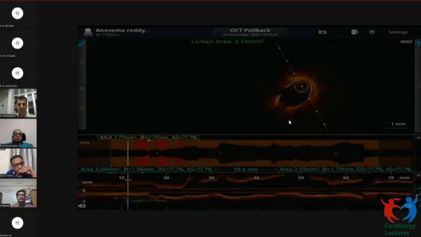Okay, can you hear me? Then you can see the air bubble artifact. You can see it very clearly. This is one of the artifacts you can distinguish inside the OCT catheter.